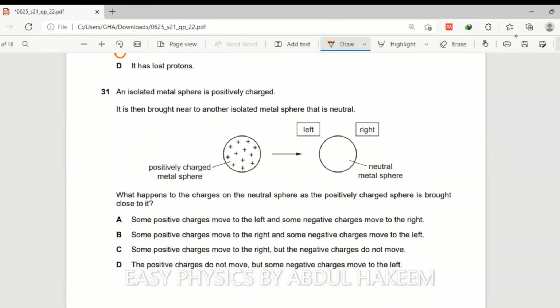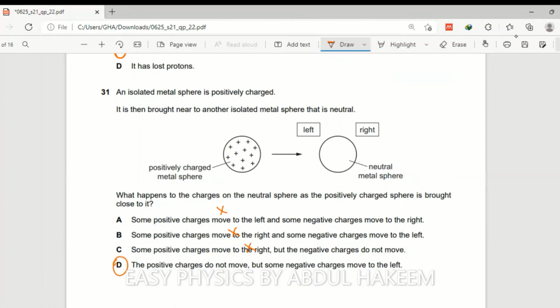Next, question 31. An isolated metal sphere is positively charged. It is then brought near to another isolated metal sphere that is neutral. What happens to the charges on the neutral sphere as the positively charged sphere is brought close to it? So A: some positive charges move. No, positive charges don't move. Some positive charges move to the right? No, so the option is again D.